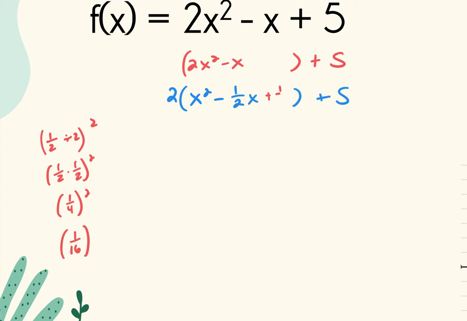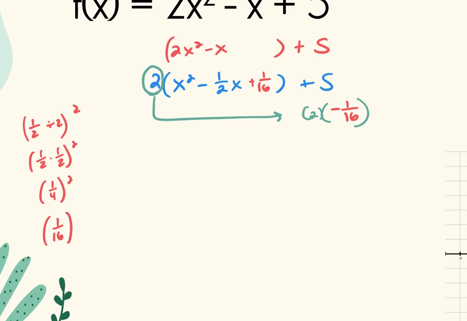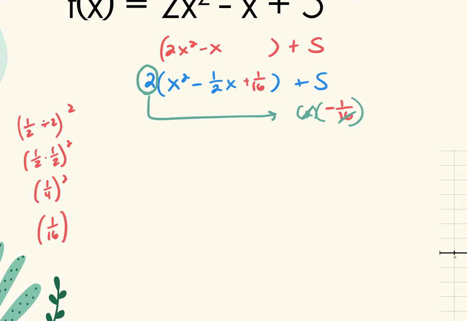I add it inside the parentheses, and I would balance this by subtracting it from the 5. If there was nothing on the front, I would just subtract it, but because there's a 2 here, I have to multiply it by the negative 1/16. So this becomes negative 1/8. If that 2 was negative, it would change it from negative to positive. Then you'd be adding. So that's the only time you're going to add outside, is if the number you took out is negative. Now I'm going to factor, so I get 2 on the front.